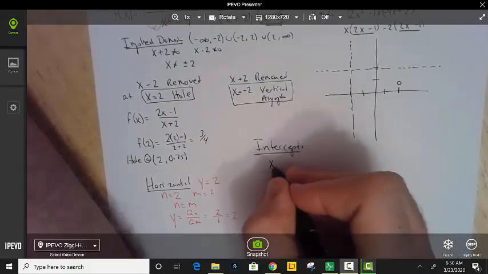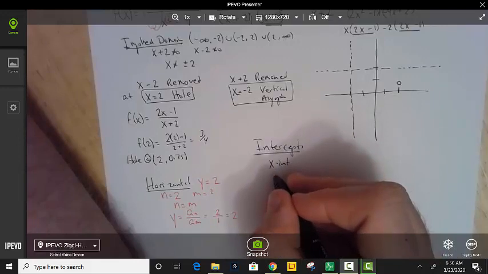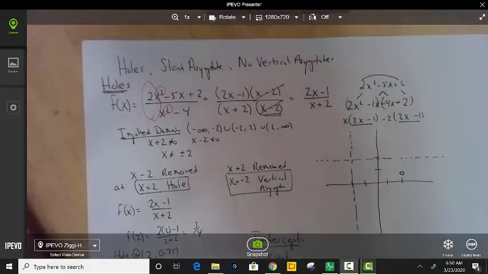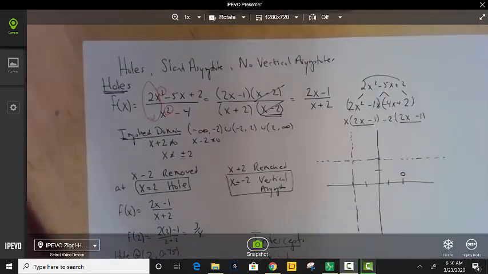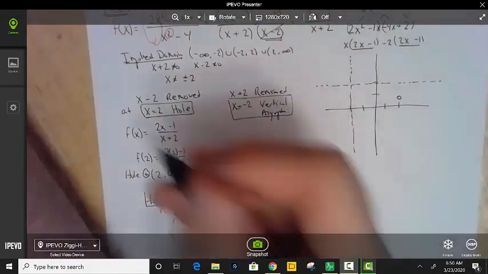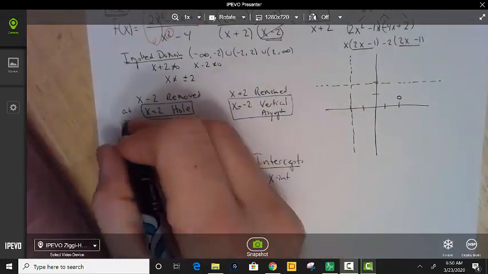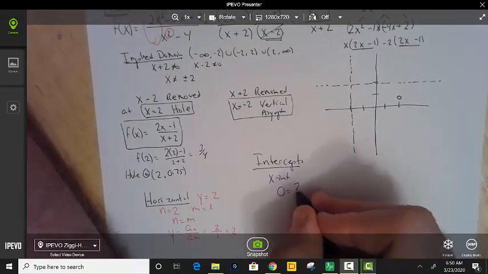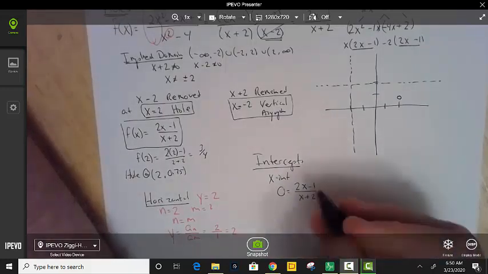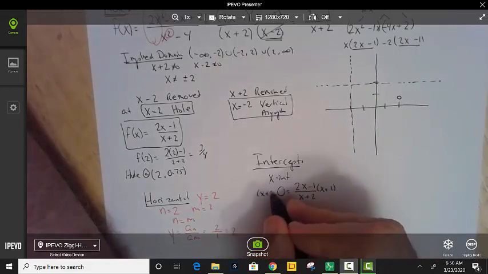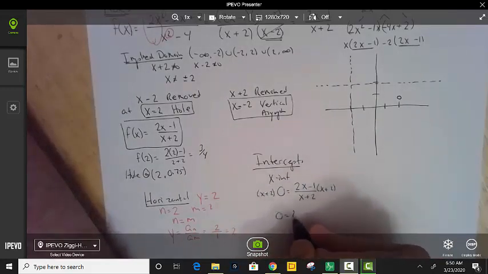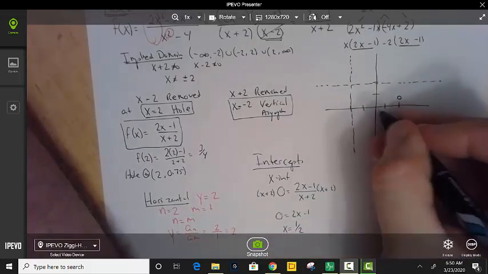And once again, to find the x-intercepts, we're going to set the function equal to 0. Now, we have already identified the hole, so we don't actually need to work with the original function. When we're finding the intercepts, we can just work with the reduced function. So we get 0 equals (2x minus 1) over (x plus 2). We're going to multiply both sides by x plus 2, which gives us 0 equals 2x minus 1, which gives us an x-intercept at 1/2.